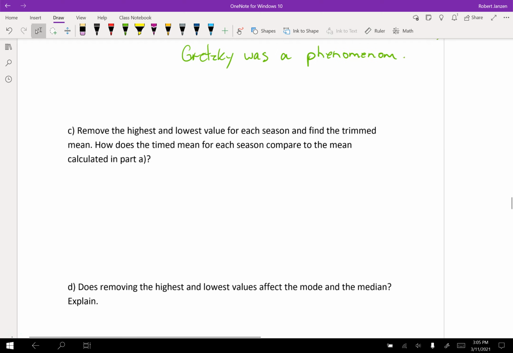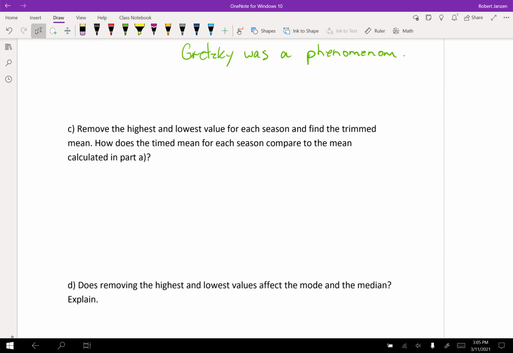Okay? Now let's remove the highest and lowest for each season and find the trimmed mean. Okay? So let's do 1985 first.